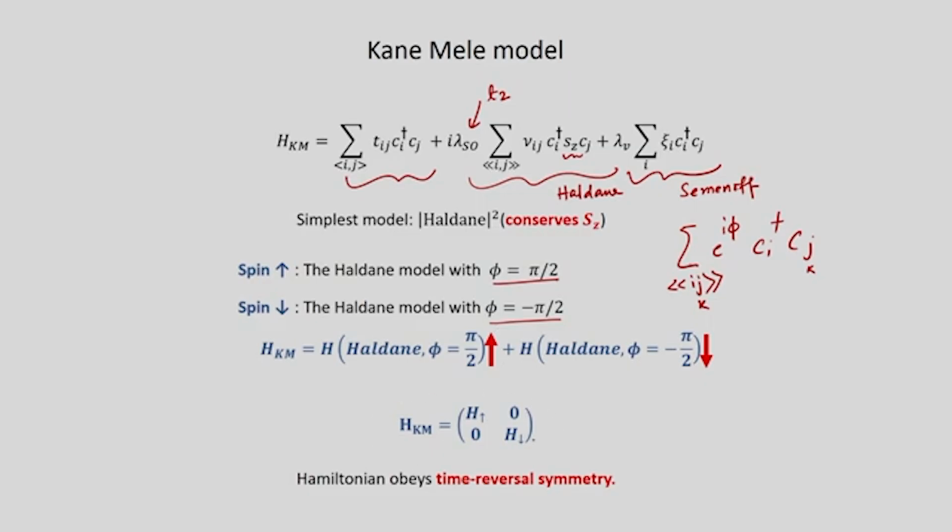It takes a block diagonal form where the upper block on the left is for the up spin and the lower block for the down spin, each of h up and h down being a 2 by 2 Hamiltonian of the Dirac form. What I mean by Dirac form is that it can be written as d dot sigma. Okay. And the Hamiltonian has time reversal symmetry, which we have discussed elaborately.